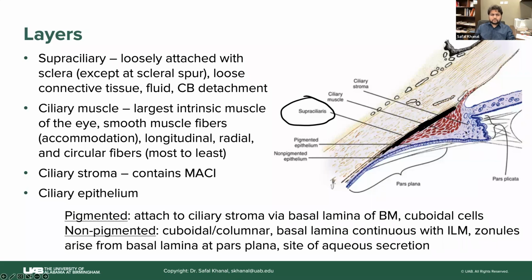And then you have your stroma, which as we talked about in an earlier slide, contains the major arterial circle of the iris. And the last structure is the ciliary epithelium, which is attached to the stroma. It divides into pigmented and non-pigmented epithelium. The non-pigmented is the layer where the zonules are attached, and this is often the site of the production of aqueous humor.